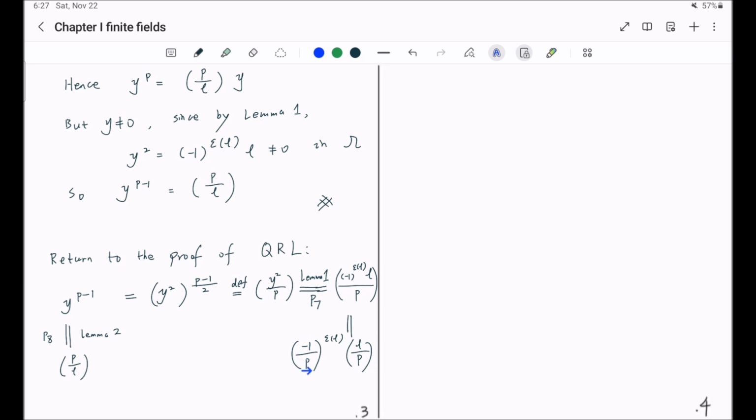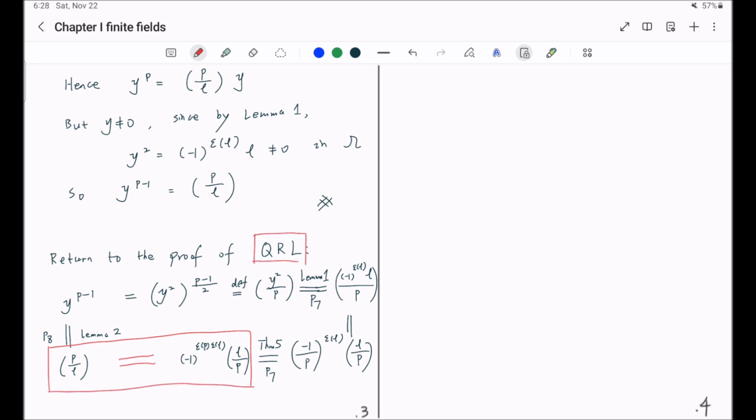And this negative 1 over p is something we have already computed before. By theorem 5, on page 7, this is negative 1 to the power epsilon of p. So, putting all these together, we get the round symbol of P modulo L equal to -1 to the power epsilon P times epsilon L times the round symbol of L modulo P. And this is the quadratic reciprocity law.